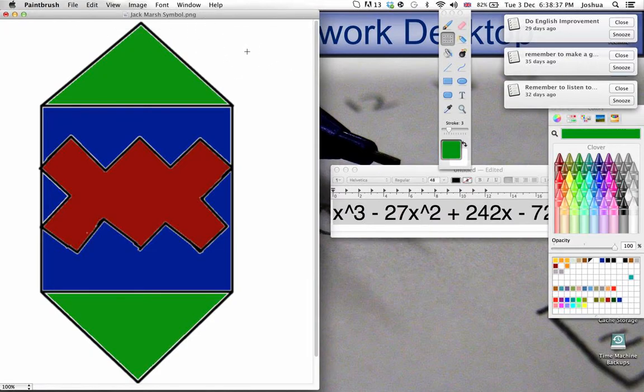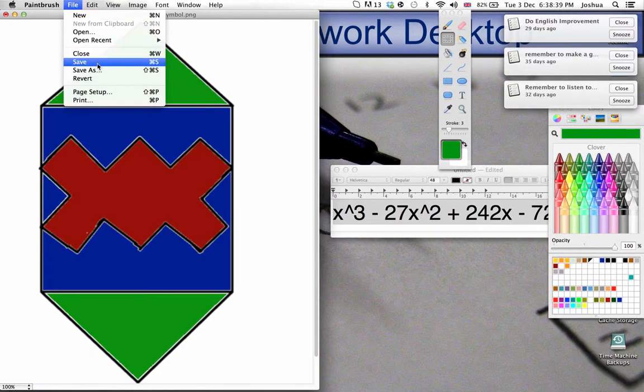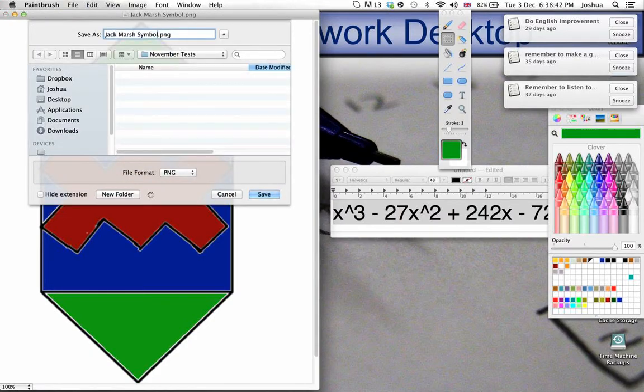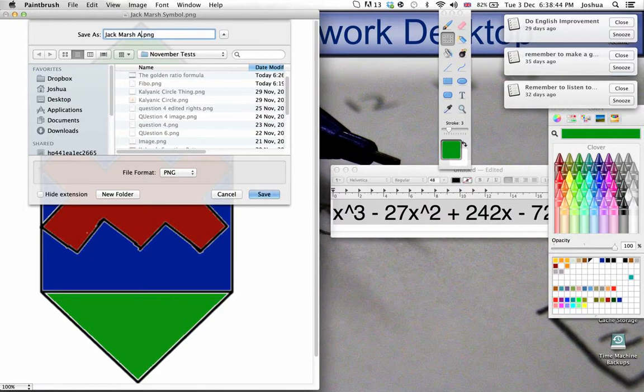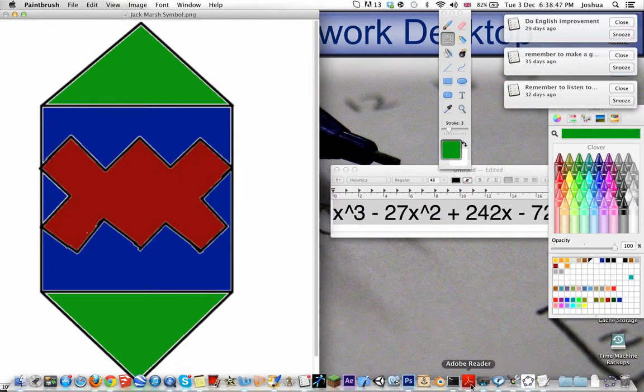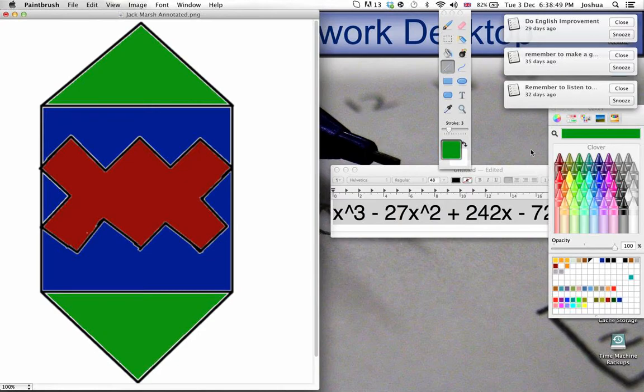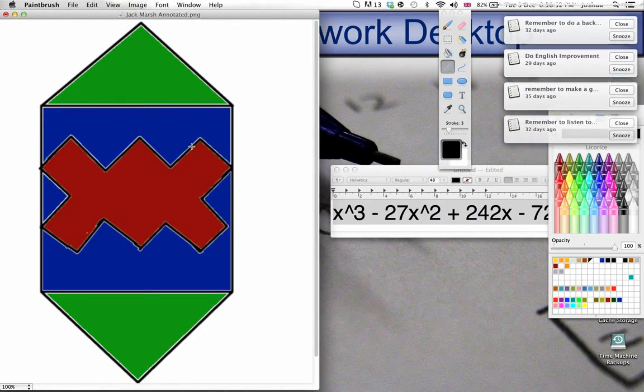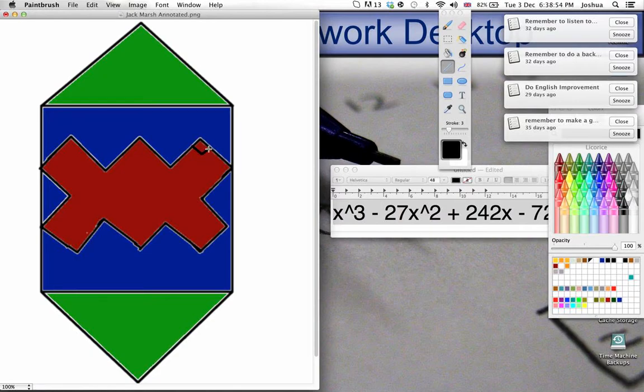Now let's also get to work. I'm also going to save it as Jack Marsh annotated. So let's start annotating this shape. We know that there are going to be right angles there. You can also have a dotted line going from here to here, and you can see that this shape can be broken down into unit squares, like this.